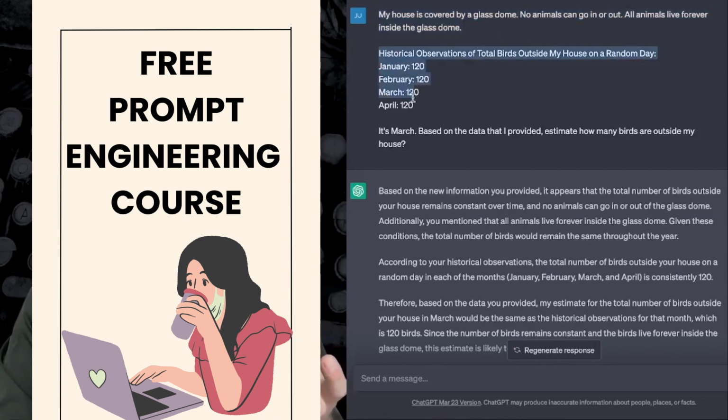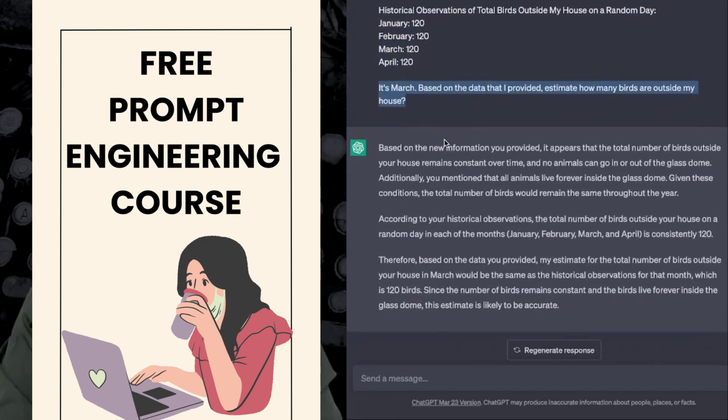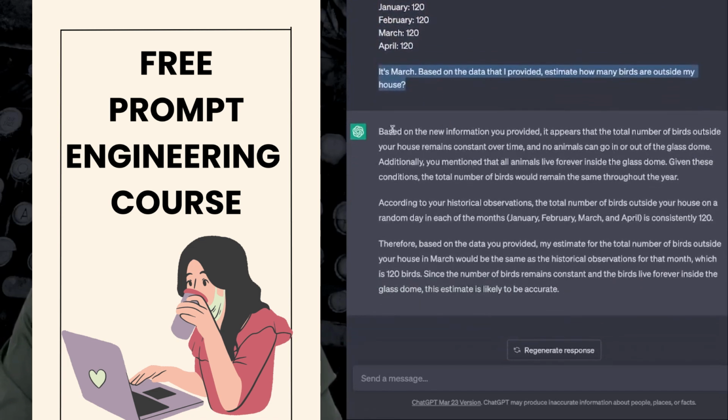And then I give it the same data, but I've changed it up. I've said it's always the same number of birds, and then I ask, based on that data, estimate how many birds are outside my house. And it says, based on the new information you provided, it appears that the total number of birds outside your house remains constant over time. It then goes on and says, you mentioned that all animals live forever inside the glass dome. Given these conditions, the total number of birds would remain the same throughout the year. And it gives 120 as the answer in multiple places.